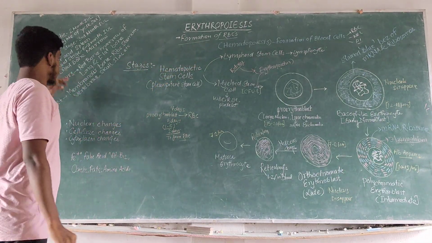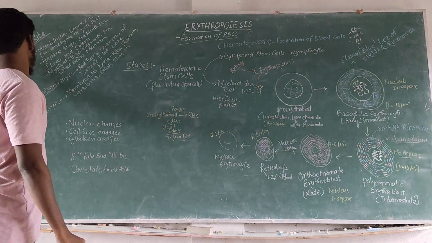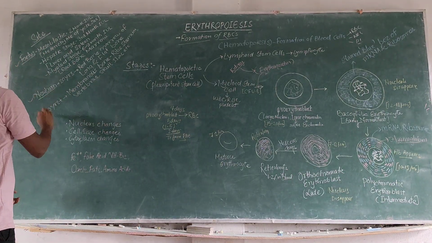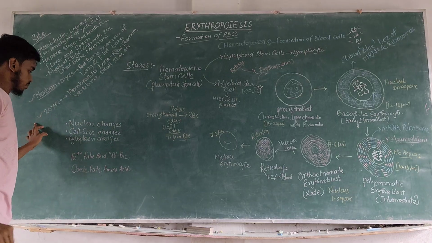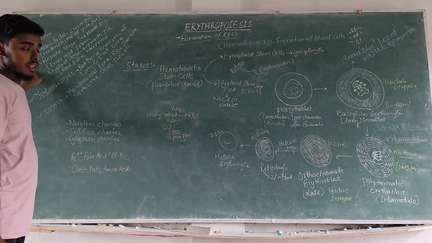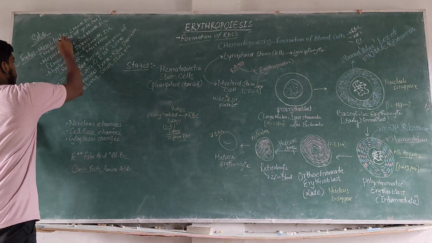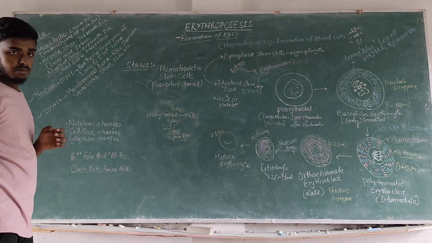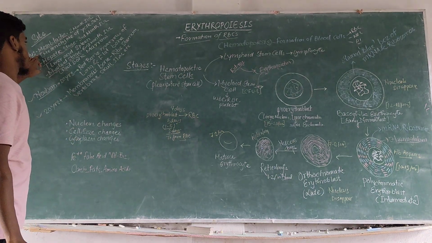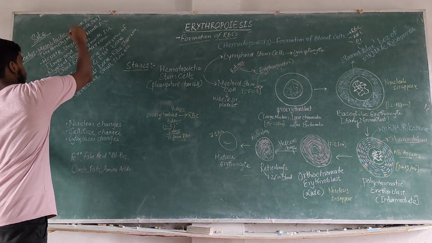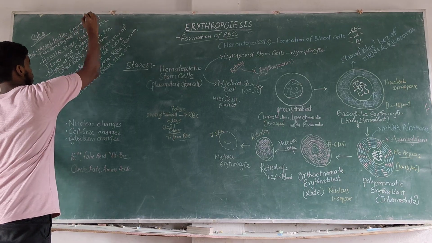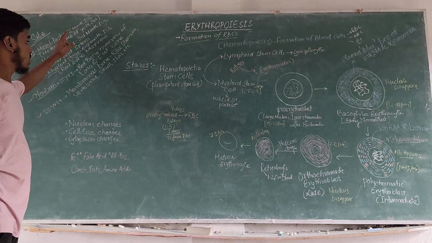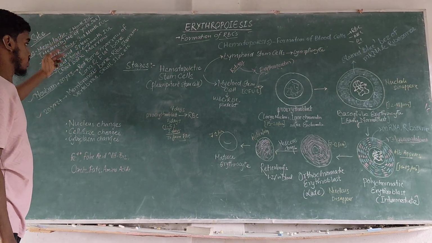Now, first of all, we will see the site of erythropoiesis. We can see three stages: one is fetal life, one is newborn baby, and after 20 years. In fetal life, there are three stages: one is mesoblastic, one is hepatic stage, and one is myeloid stage. So what happens in mesoblastic? When baby is in 0 to 2 months of its intrauterine life, the mesenchyme layer of yolk sac generally produces RBC or erythrocyte.